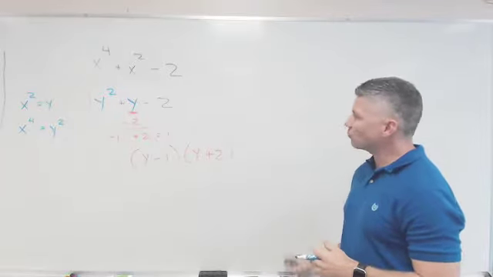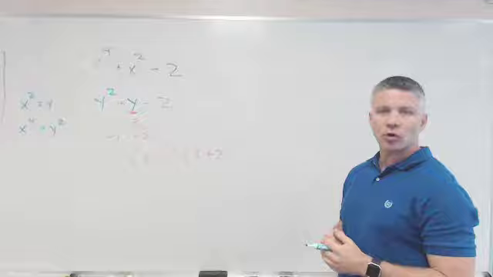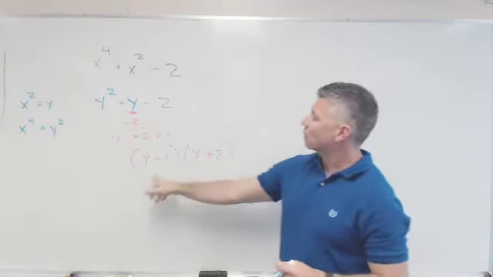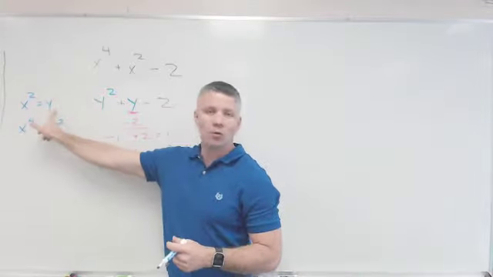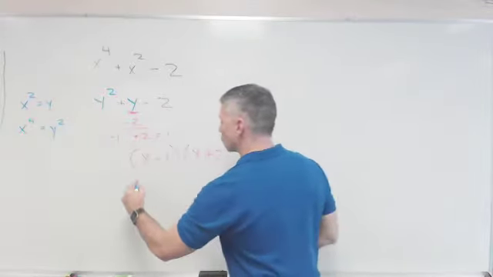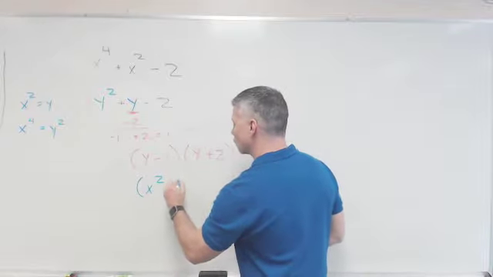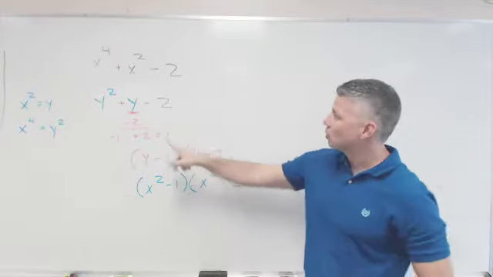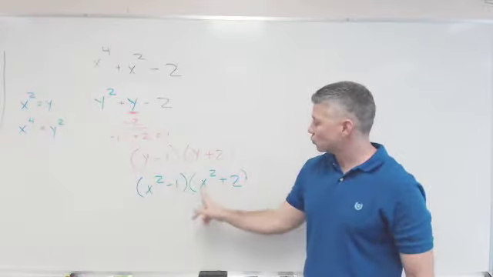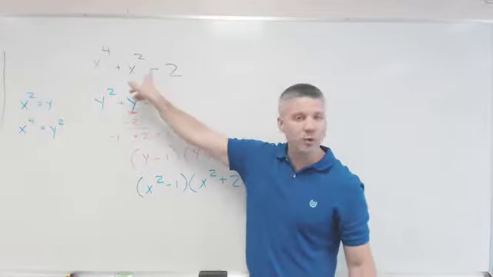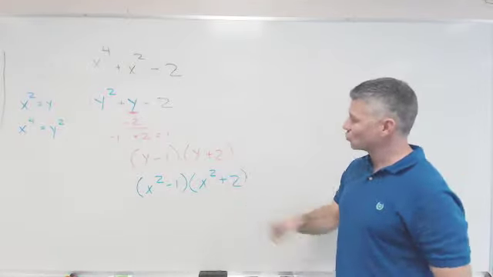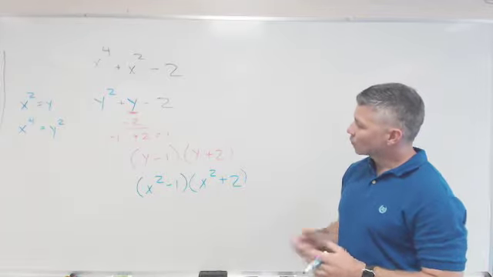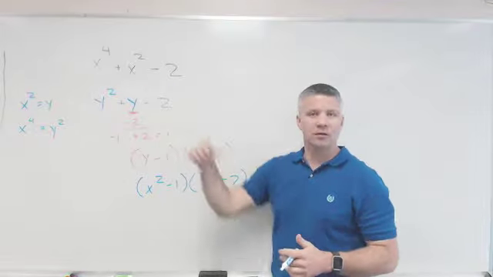Okay, so we have y's, but that's not even what our problem started with. Our problem started with x's. Well, we look back to here, and we see, oh, y equals x squared. So we could really change it to x squared minus 1 and x squared plus 2, because y equals x squared. And that makes a lot more sense. If my problem started with x's, my answer should probably have x's. If we FOILed this, we would get that polynomial.